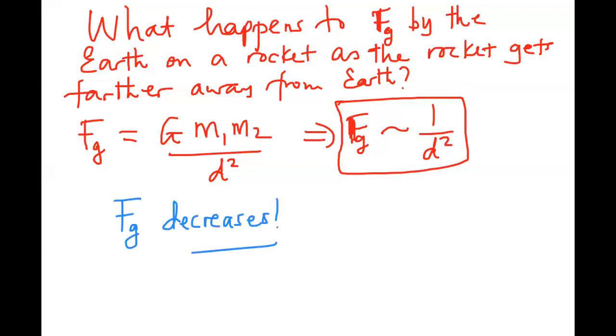Okay, that's what we can say right now. Now, we'd like to ask ourselves what happens if the distance is doubled, starting with that. What will happen to the gravitational force on the rocket? So the next part is, what if the distance goes to twice d? What will be the new gravitational force?